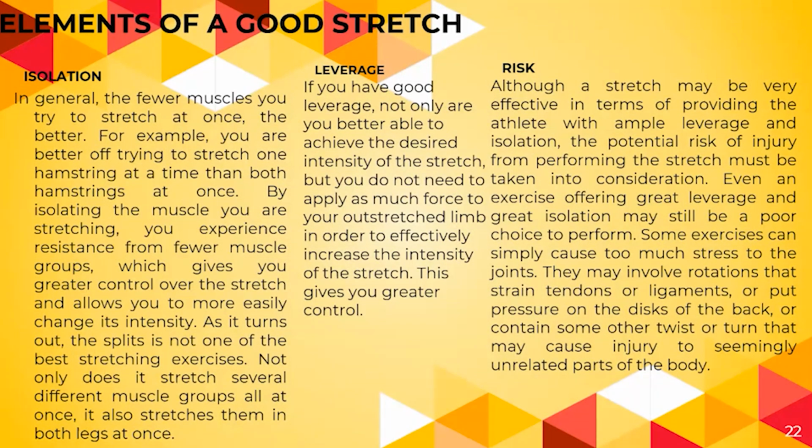There are also elements of a good stretch. First is isolation. The fewer muscles you try to stretch at once, the better. For example, you are better off trying to stretch one hamstring at a time than both hamstrings at once. By isolating the muscle you are stretching, you experience resistance from fewer muscle groups, which gives you greater control over the stretch and allows you to more easily change its intensity.